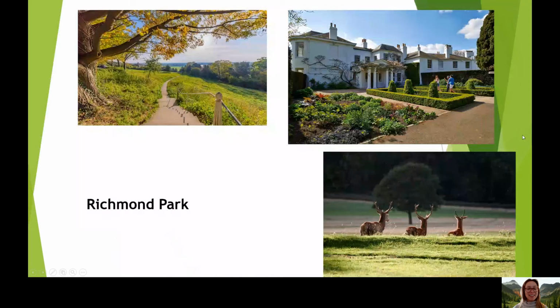Okay, now let's have a look at a few pictures of Richmond Park, this beautiful park in the sun. What can we see here? We can see sun and trees, we can see beautiful gardens, and we can see deer roaming free.